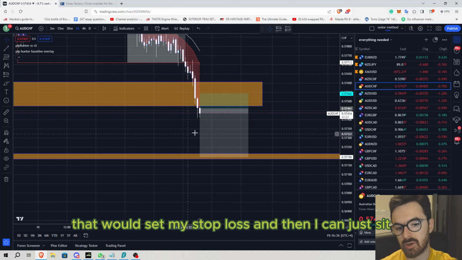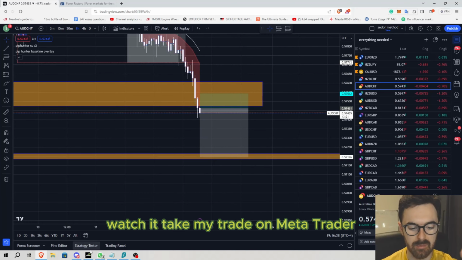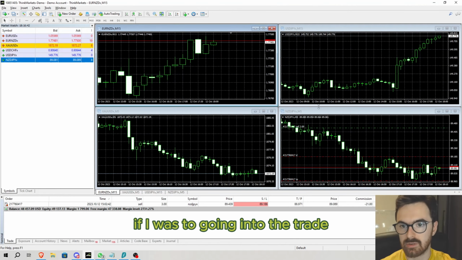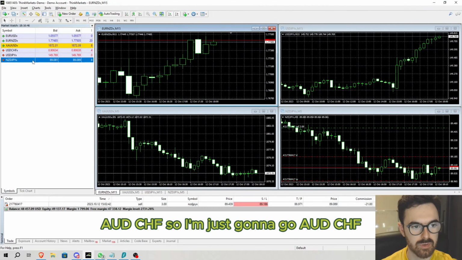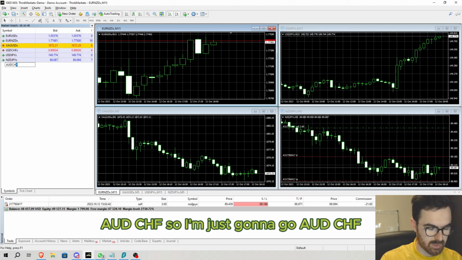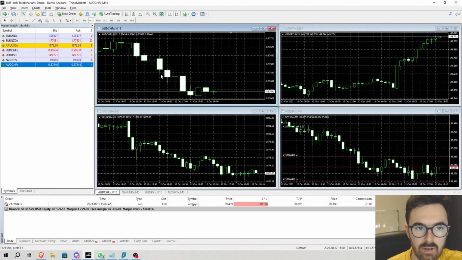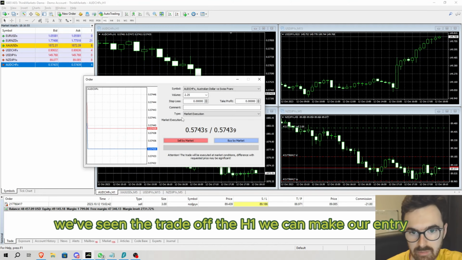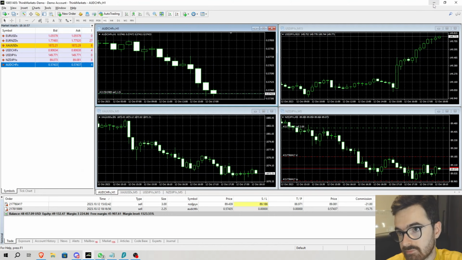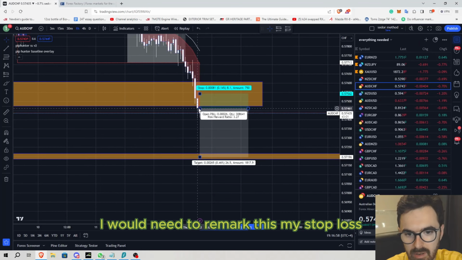That would set my stop loss, and then I can just sit, watch it, take my trade on MetaTrader. If I was to go and enter the trade, what pair was this? ORD CHF. So I'm just going to go ORD CHF. We've seen the trade off the H1. We can make our entry. And now we have entered. I would need to remark this.